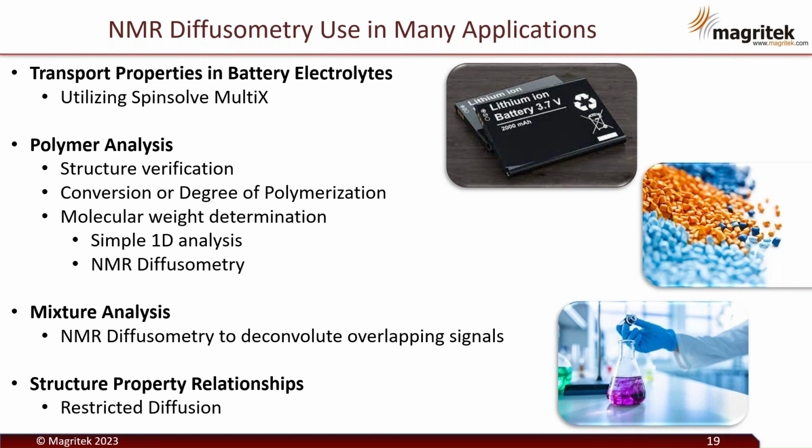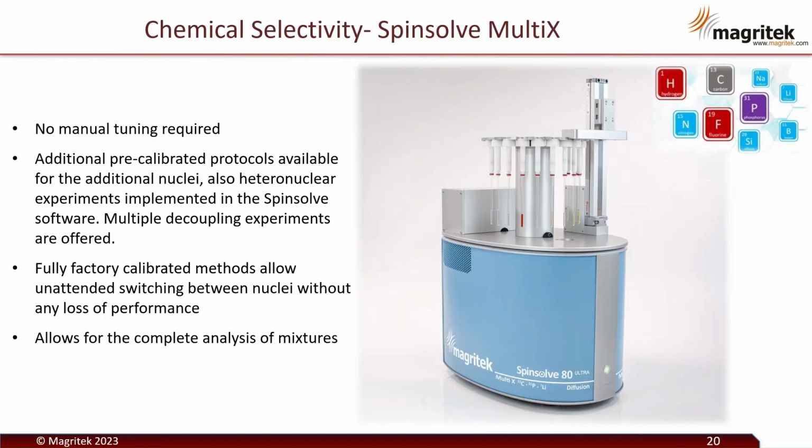So to start, we're going to look at transport properties in battery electrolytes. But to make this possible, we're going to utilize the chemical selectivity provided by the Spinsolve multi-X. The Spinsolve multi-X is our answer to allow you to study multiple X nuclei on a single instrument. Note there is no manual tuning required of the instrument.